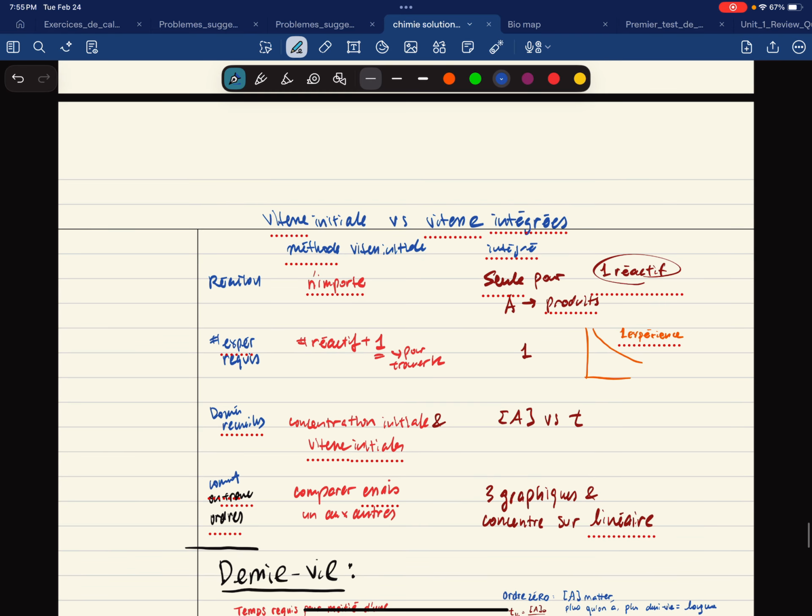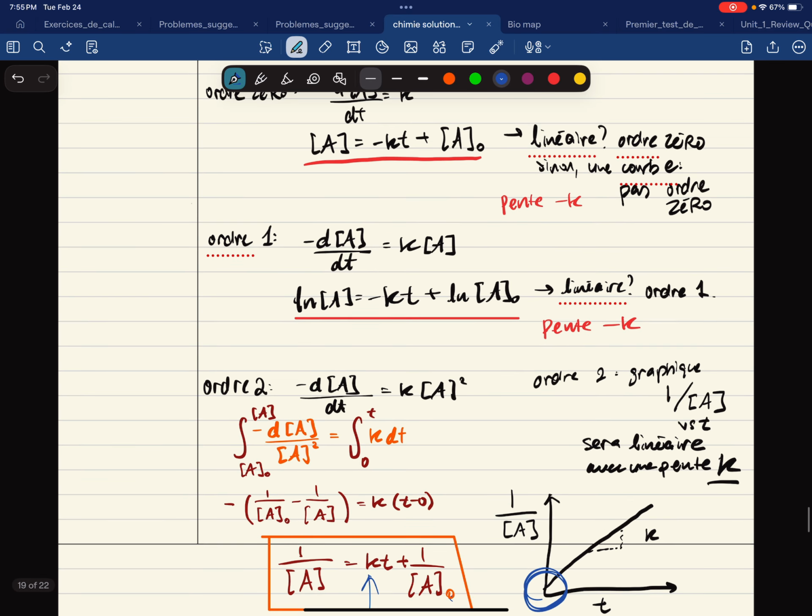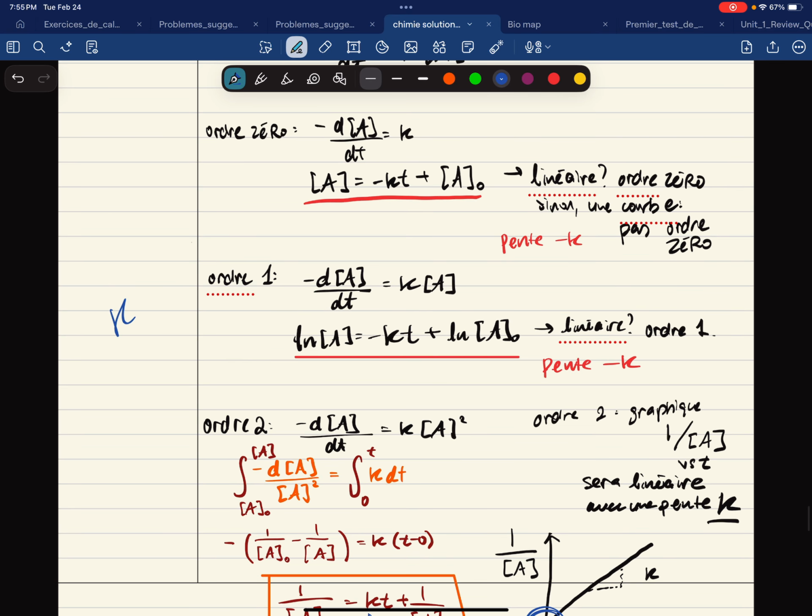Okay, so these are the benefits. Yeah, so remember that for the order, the vitesse is basically K A. Did I write that? Nope. What did I write? K A, that's it. For the second order, it is K A square. And the 0 order is just K. Yeah, it's just K.